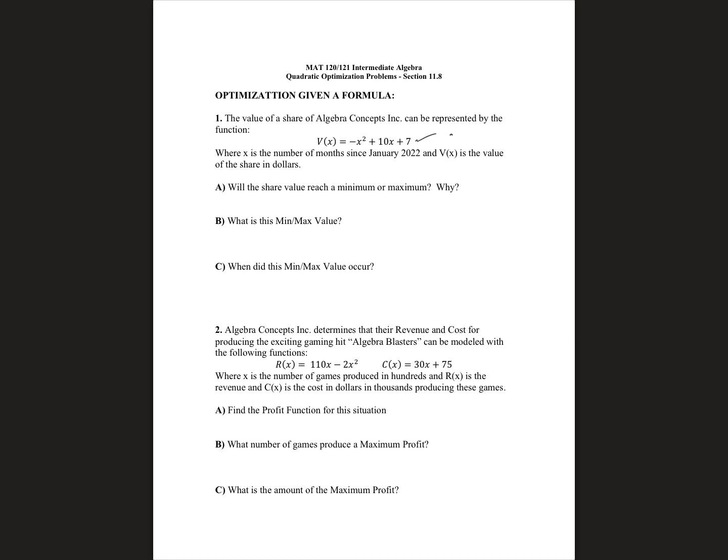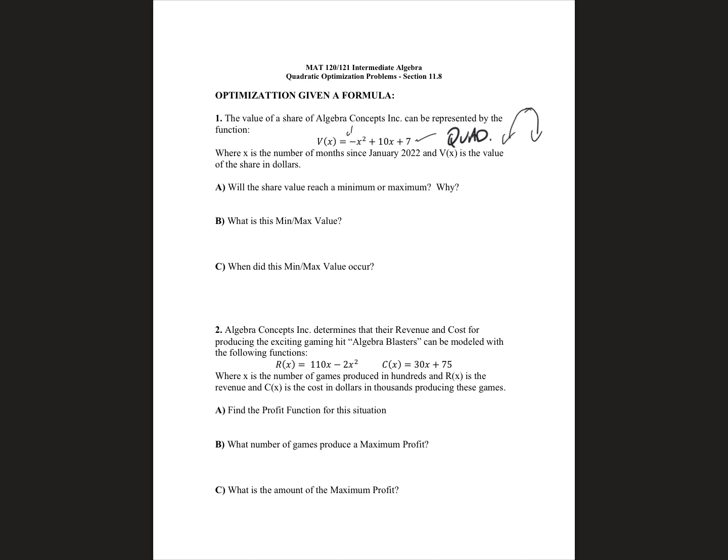Notice that this function is quadratic, and the lead coefficient is negative. So that means we have a parabola that's opening downward. With that first analysis, it looks like we're probably going to be finding a maximum value with regard to this. So let's keep on going.